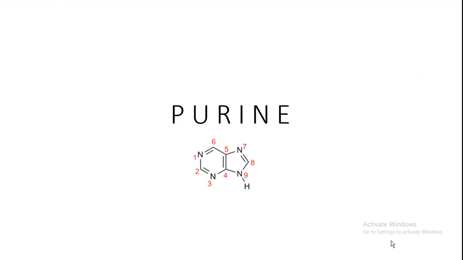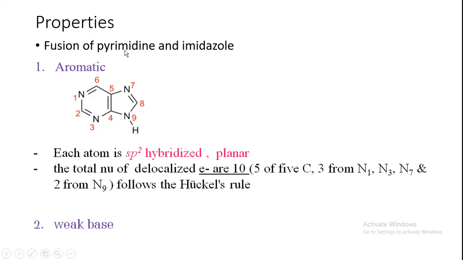So purine, we know it's a DNA base pair, the adenine and guanine. Adenine and guanine are the derivatives of purine. So this is the structure of purine. It is a fused ring structure between pyrimidine and imidazole. You see this is the structure of pyrimidine and this is the imidazole. So it is a fusion of pyrimidine and imidazole.